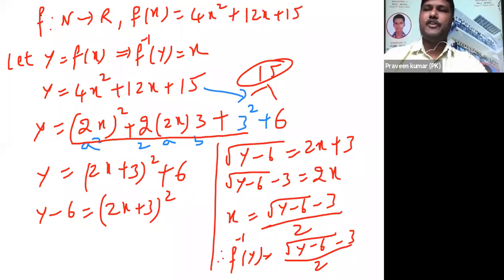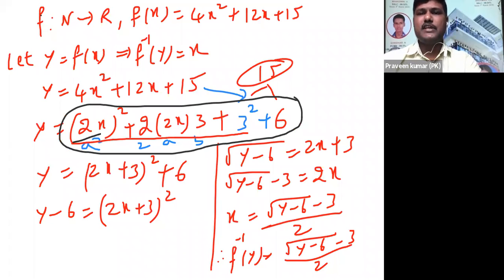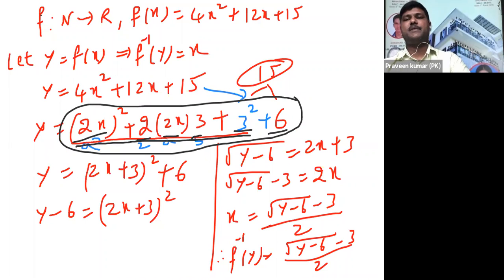Which step do we need to remember, and in which step do you generally have confusion, my dear students? 4x square I wrote as 2x whole square. 12x I wrote as 2 into 2x into 3. 15 I wrote as 3 square plus 6. The complete underlined part is a square plus 2ab plus b square, a plus b whole square plus 6. 6 transfer left hand side, minus 6. Square transfer left hand side, root. 3 transfer left hand side, minus 3. 2 divided by. Then you will get the f inverse of y.